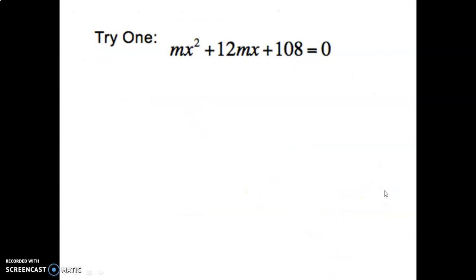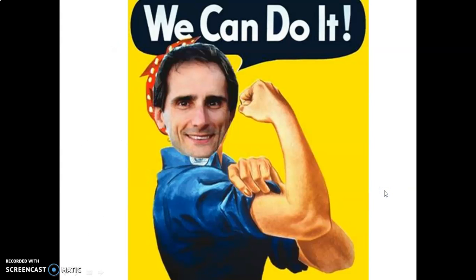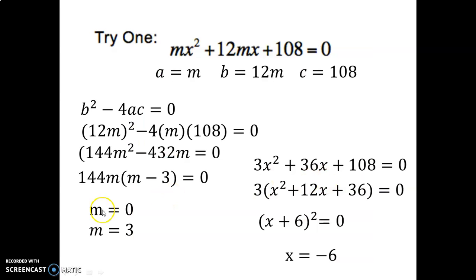Try one last one. Check your work. And these are a little tougher. Pause if you need to. Check your work there.